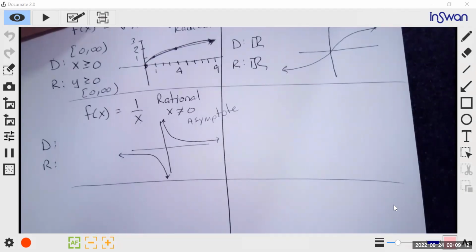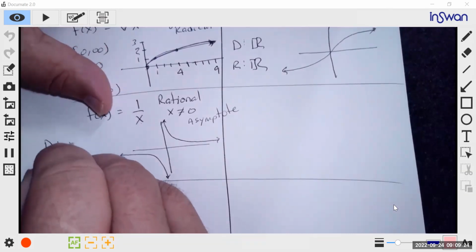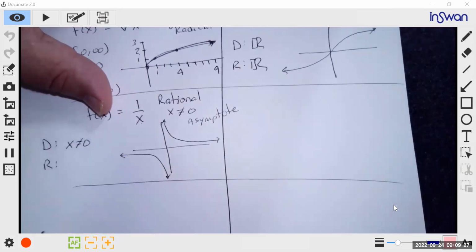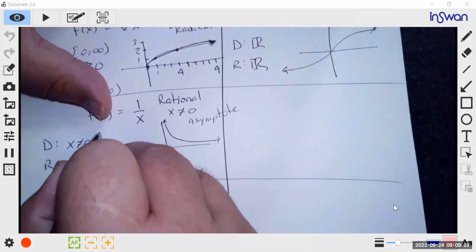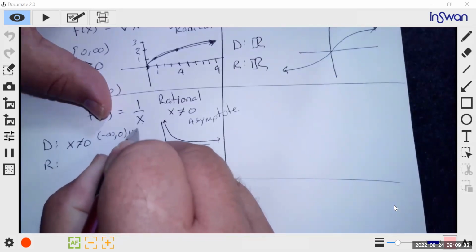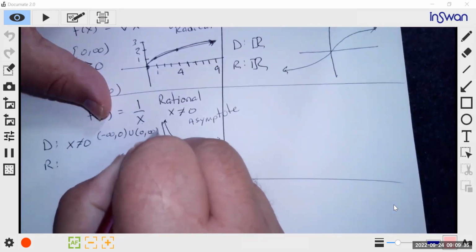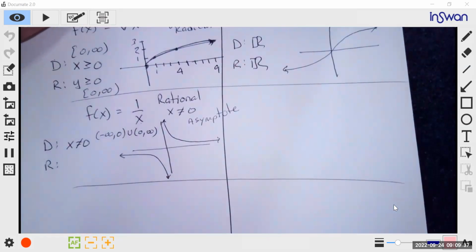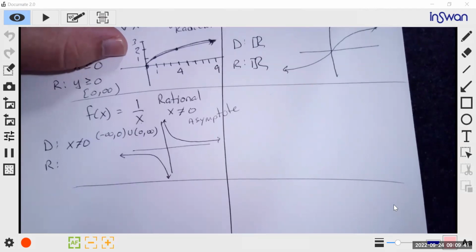What's my domain? To where? To zero. Yeah, you can say that just x cannot equal zero. Or if you want to do that, you can go negative infinity to zero, unioned zero to positive infinity. You could do that. Or you say that x cannot equal zero.